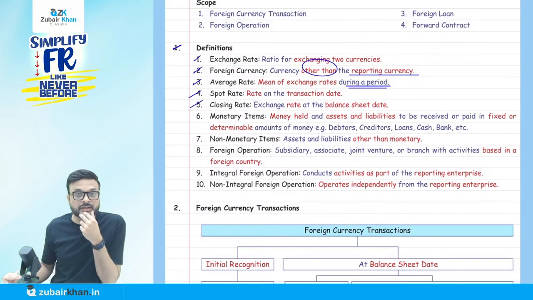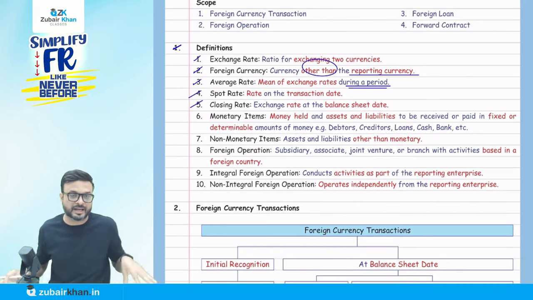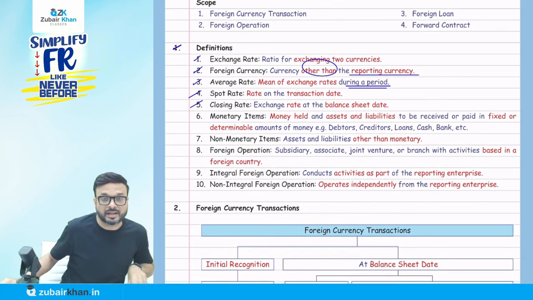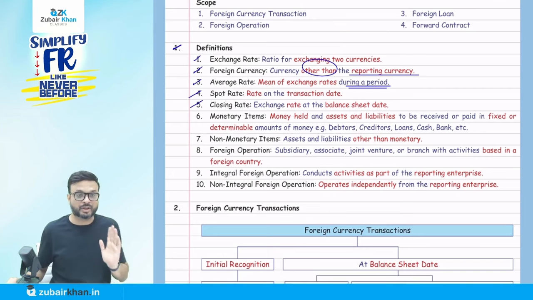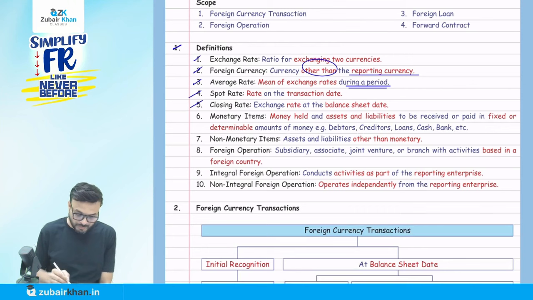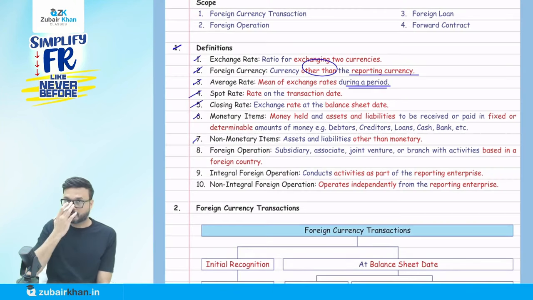What is this closing rate? Closing rate means the exchange rate at the balance sheet date, or at the end of the year. And one more thing, opening rate means the rate at the start of the year. Now, two terms you have to understand: monetary and non-monetary. When we discuss the accounting treatment, there is a different treatment for monetary and non-monetary items. No need to mug up those things, just understand what we mean by monetary item.